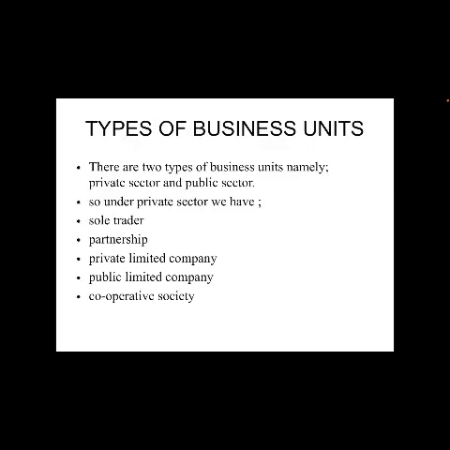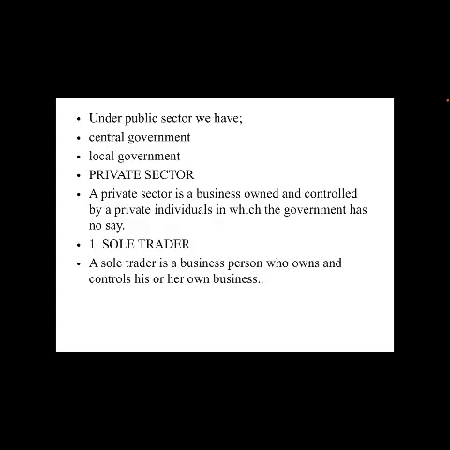So, what are business units? These are different teams within a particular company or an organization that handle specific tasks. There are two types of business units, namely private sector and public sector. Under the private sector, we have the sole trader, partnership, private limited company, public limited company, and cooperative society. Under the public sector, we have the central government and the local government.